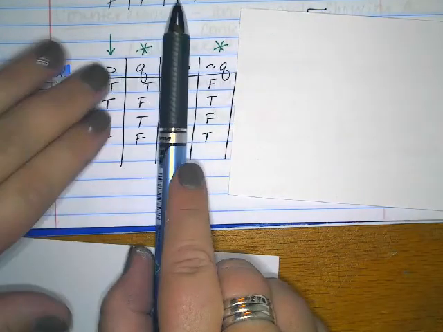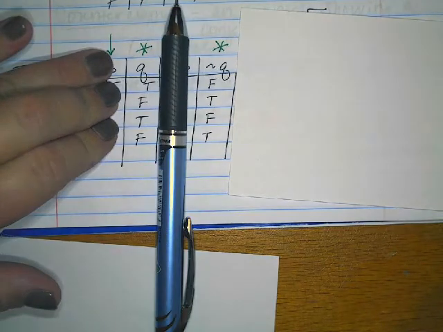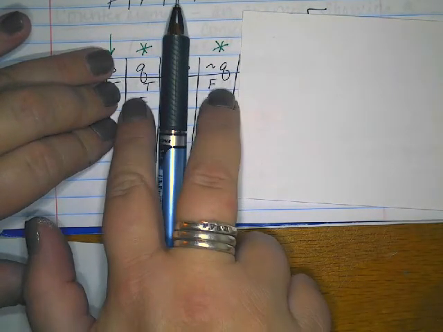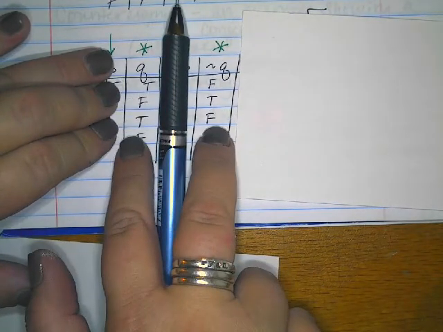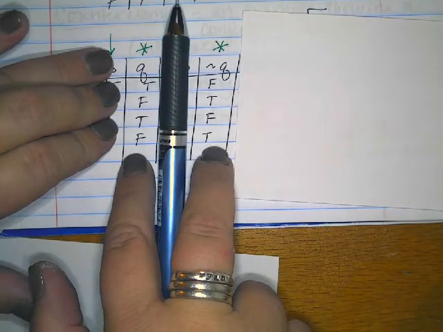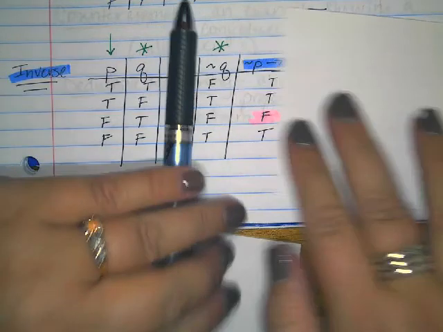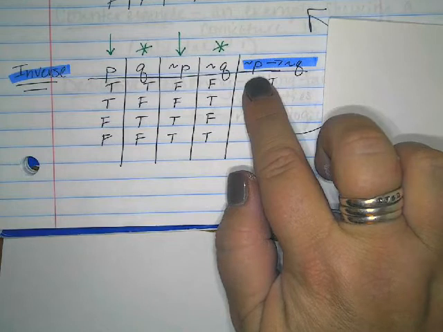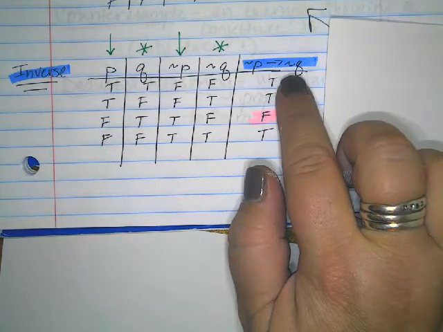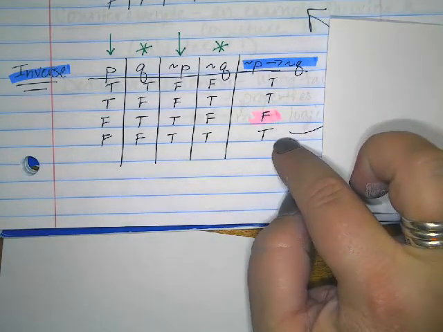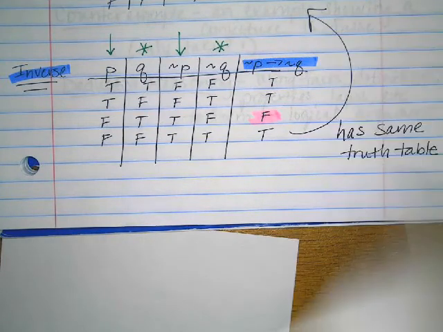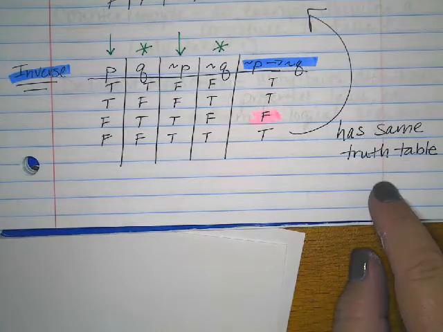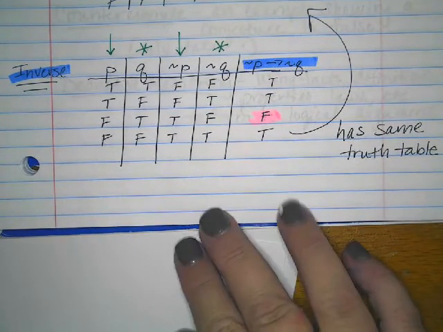Next, we will need a not Q column, which is why I starred those. You can see that this comes from the opposite of the Q column. So for an inverse statement, remember an inverse is if not P, then not Q. Here are the truth values for an inverse statement. And you'll notice that they have the same truth values as a converse.